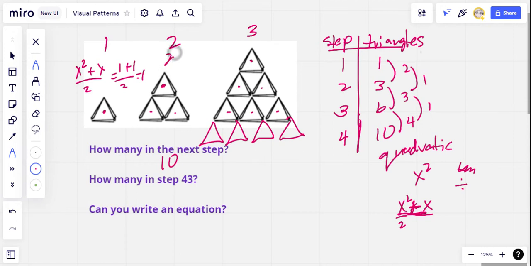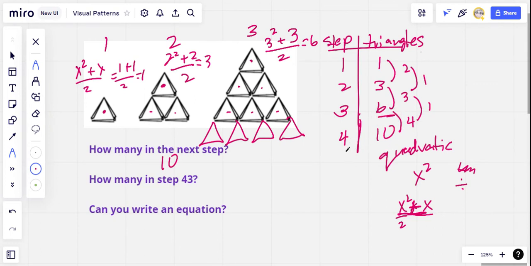This would be 2 squared plus 2 over 2. That would be 4 plus 2. That's 6 divided by 2. That equals 3. Oh, well, it worked for the first two. Let's cross our fingers here. So this would be 3 squared plus 3 divided by 2. So 9 plus 3 is 12 divided by 2 equals 6. Oh, I think we are onto something.